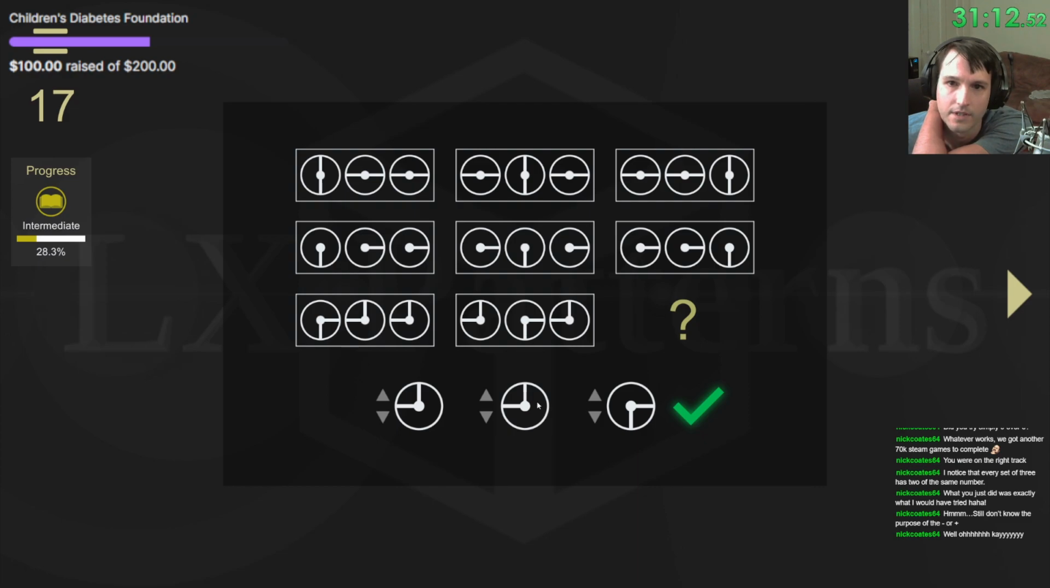Okay, I see what's going on. The rotation was actually not correct. This one has two straights and a vertical. And the vertical, this one shifts over and then it shifts over again. This one shifts over and then shifts over again. This one shifts over and shifts over again. Okay.